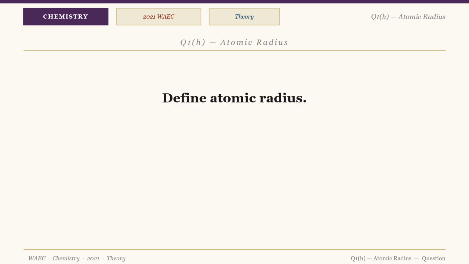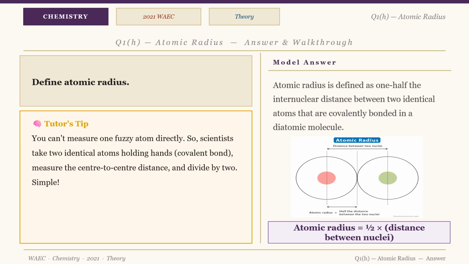So now 1H says define atomic radius. Now this one is quite an easy one for any chemistry student. Now we'll dive right into it. A tip is, you can't measure one fuzzy atom directly, so scientists take two identical atoms holding hands via covalent bonds and then measure the center to center distance and then divide by 2, which is quite simple. So here the definition of an atomic radius is: it is defined as 1/2 the internuclear distance between two identical atoms that are covalently bonded in a diatomic molecule.